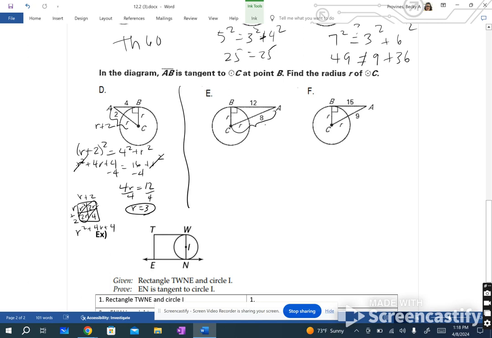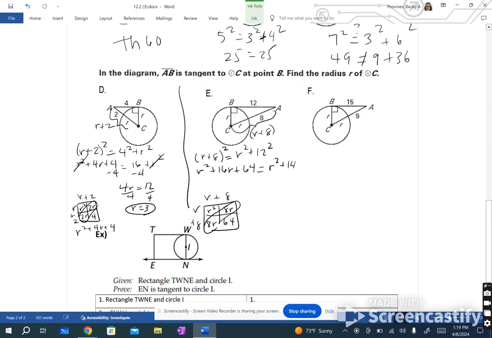So we have a couple to practice. So this is r plus 8. Now again, this is Pythagorean, so you square it. Make sure you use parentheses. r squared plus 12 squared. Okay, Punnett square time. r plus 8, r plus 8. So r squared, 8r, 8r, 64. Add those up and you get 16r for your middle term. So r squared plus 16r plus 64 equals r squared plus 144.